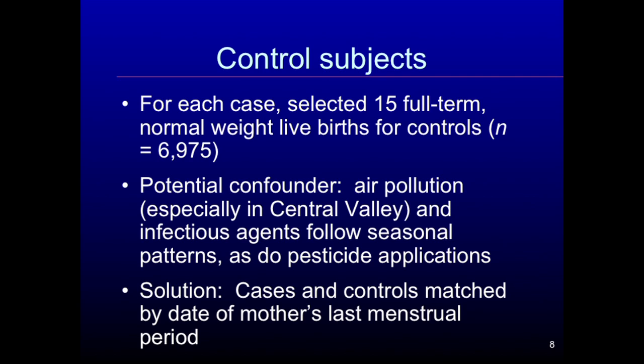There's a potential confounder, since this is autism and we have some little idea of how it goes: there could be another seasonal pattern, like pollution or an infectious agent, that could have something to do with autism. Could that be a confounder? So we matched everybody by the date of mom's last menstrual period. So as far as time goes, everybody was in the womb at the same time when they're being compared to each other. So, exposure data.